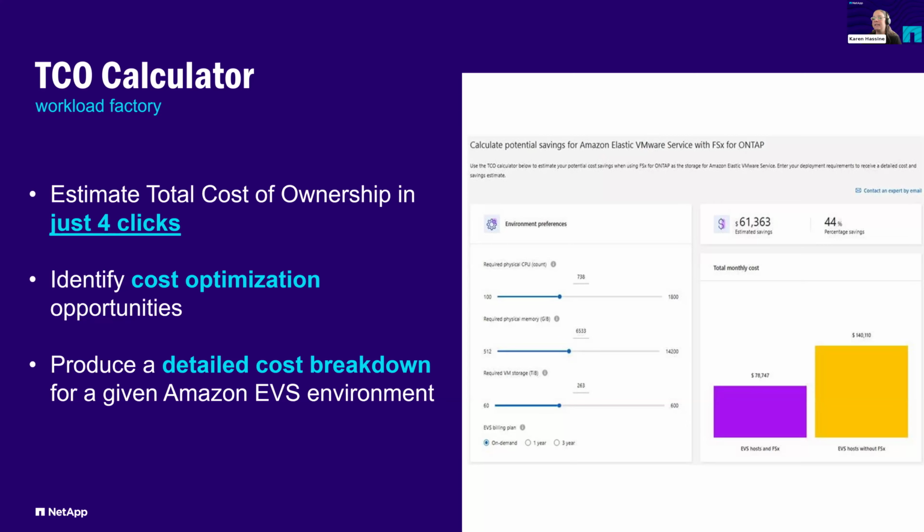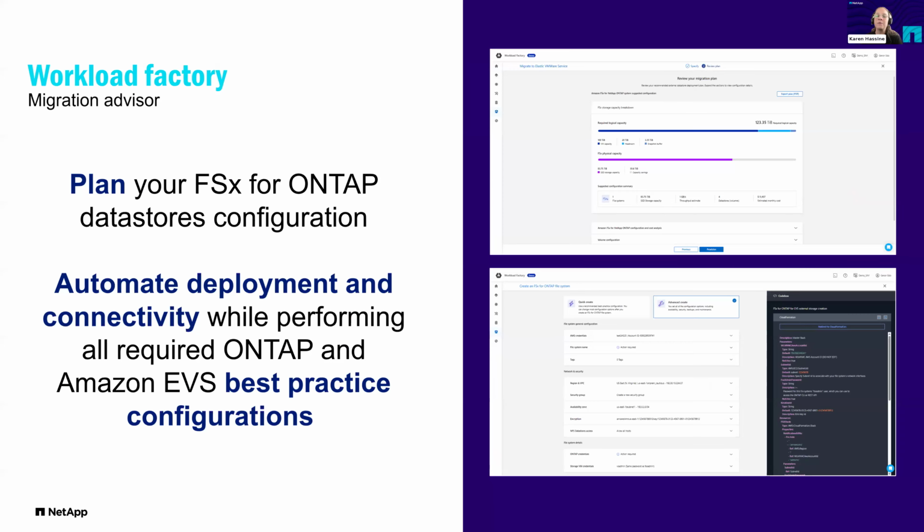And the second tool that we have is the migration advisor. Once you've determined what your savings are and you've made your business case and you're ready to move forward to planning your deployment, this is the tool to use. One of the great benefits of Workload Factory is that it allows you to align your deployment to the AWS well-architected framework.